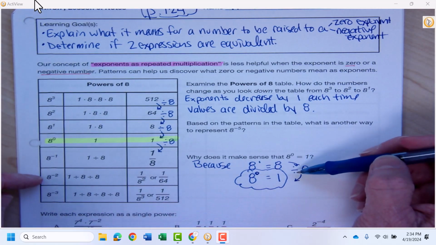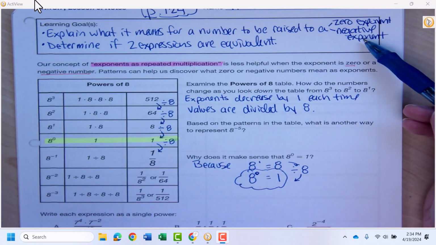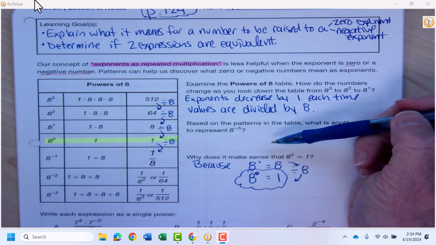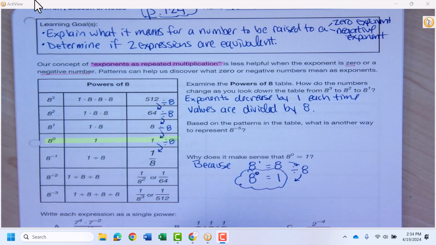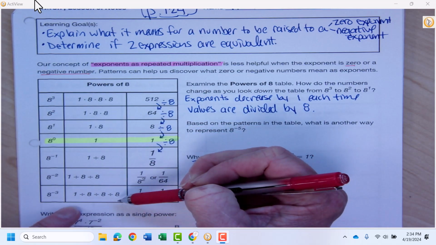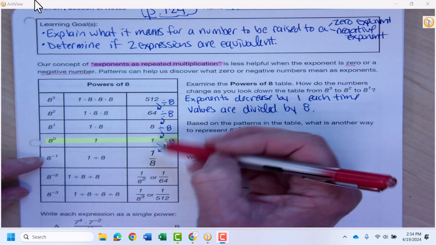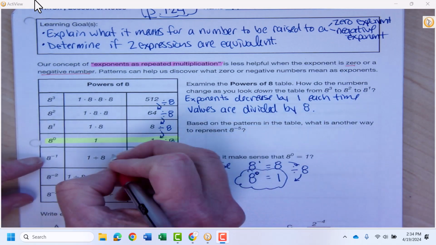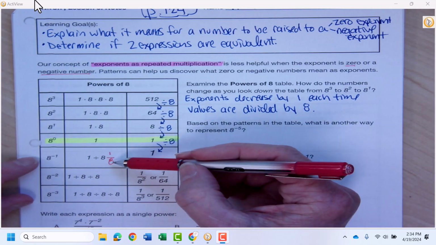Now, the more difficult rule is the one with negative exponents. So let's look back at these patterns in the table and talk about these negative values. Now, this is going to take a little bit more effort here. I want to show the repeated multiplication that happens here as I look at these two columns. So 1/8, I'm just going to write that right here. That's 1 divided by 8. That's just another way of writing 1 divided by 8.